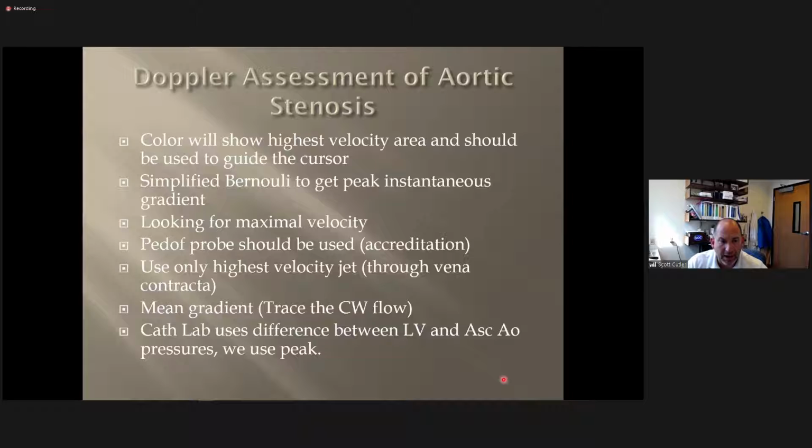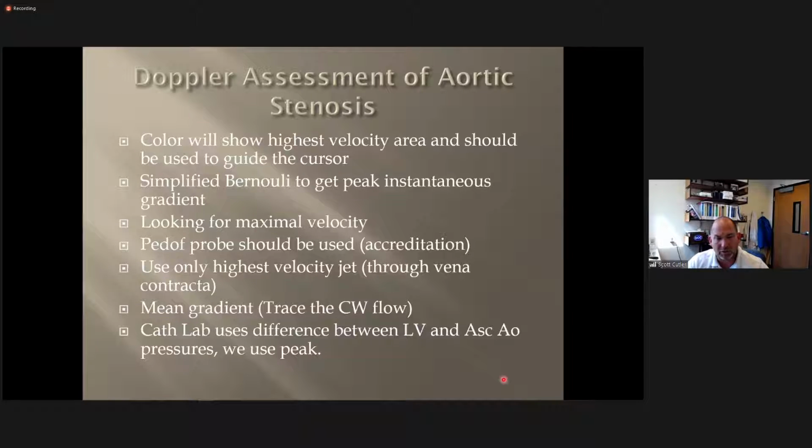We're only going to use the highest velocity jet through the vena contracta. So where we find that highest velocity jet, we're going for the highest for that typically. The mean gradient will be the trace. And again, once it becomes stenotic, you want to be tracing it, not just taking a peak velocity.